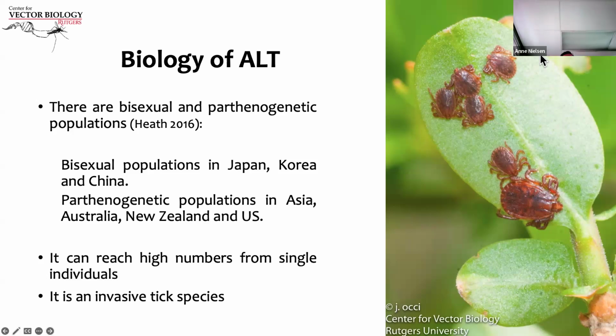One of the characteristics of these populations is that they can reach high numbers from single individuals, and that makes them very invasive. And here you have a very nice picture from Gene Ossie taken from the field, and it is not uncommon to see large numbers of ticks clustering together. Clustering in ticks is very, very rare because you typically see only a few of them in the field. It's really hard to find any type of clustering. But that's different for this tick species that can reach very high numbers.